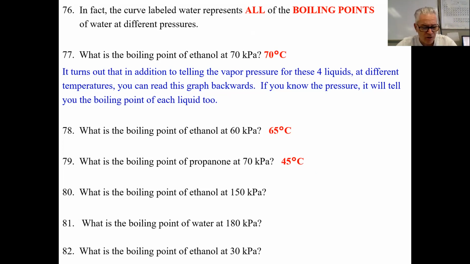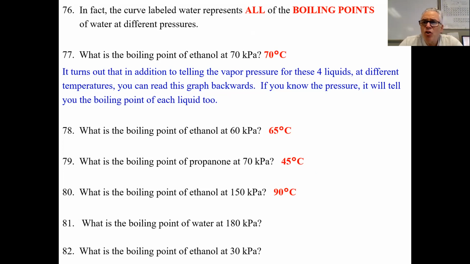What is the boiling point of ethanol at 150? That's pretty high pressure, so let's find 150, and we have to slide across till we get to ethanol. I'm going to put a circle around that, and I'm going to check the temperature at the bottom, and it's going to be 90 degrees. See at the top? I slid all the way across to the ethanol, and then I went down, and it comes out to be 90 degrees.